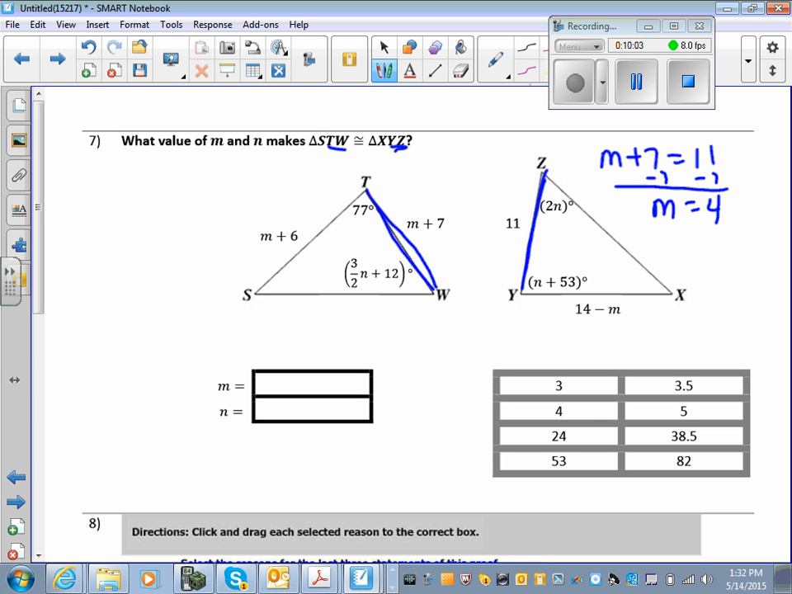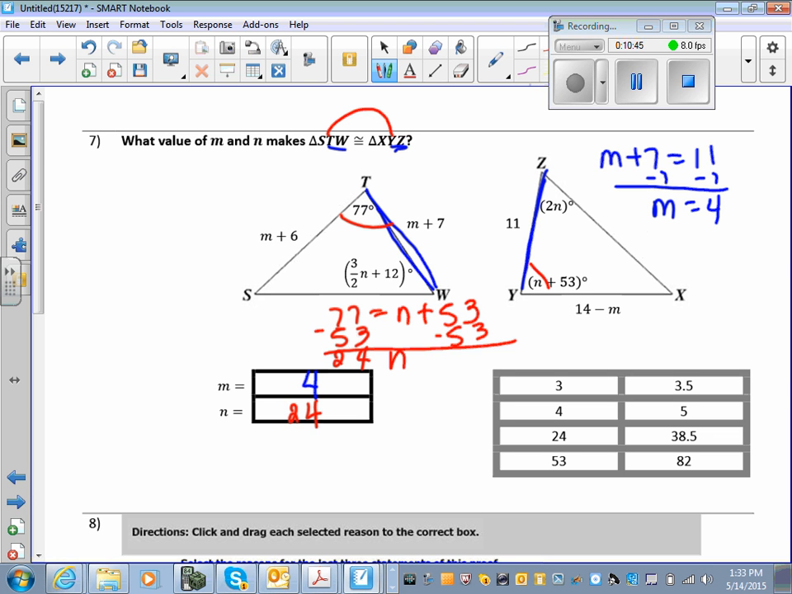And for N, T and Y are congruent, right? T is 77, and Y is N plus 53. You can set those equal to each other because it's given that the two angles are congruent. So you'd subtract 53 from both sides. N would be what? 24. So N is 24, and M is 4. That's all you have to do.